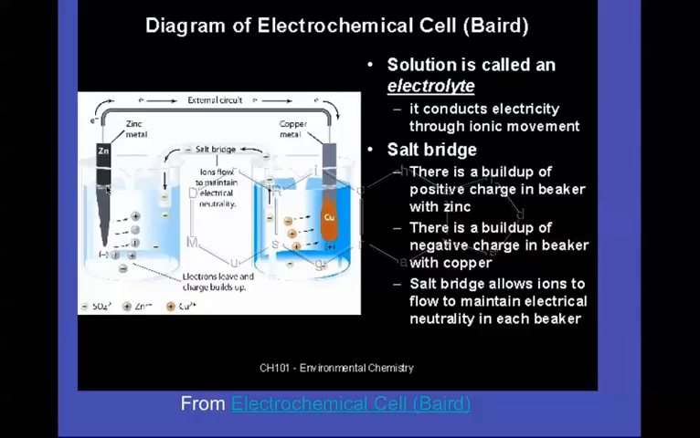Now the zinc, on the other hand, is dissolving. It's turning into zinc 2+. And that's because it's losing the electrons, and the zinc is turning into this zinc 2+ here.